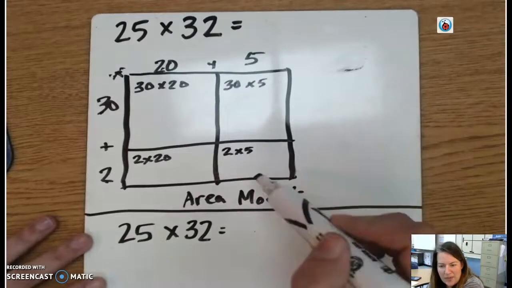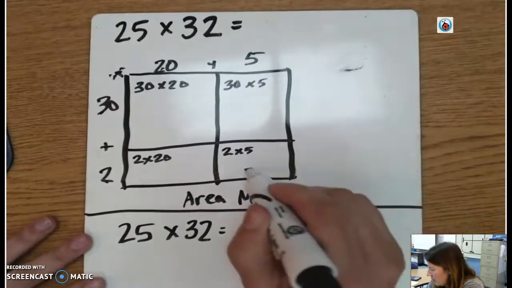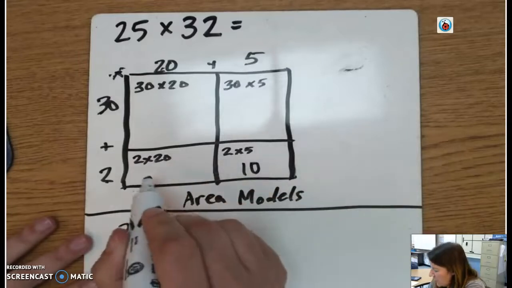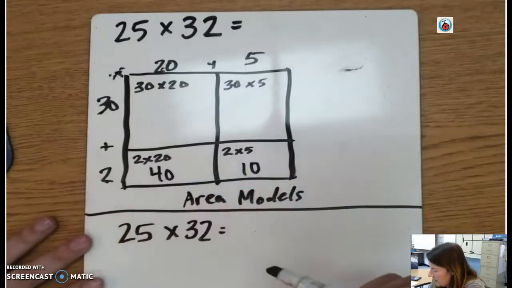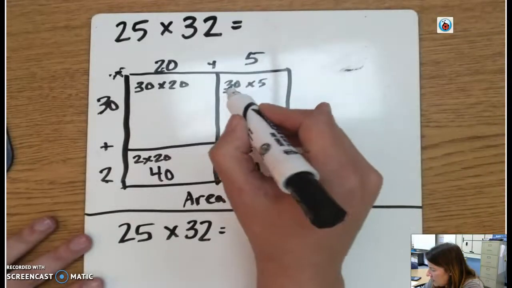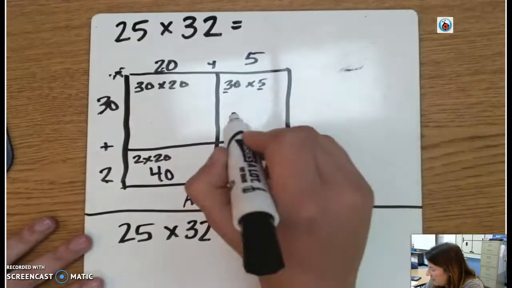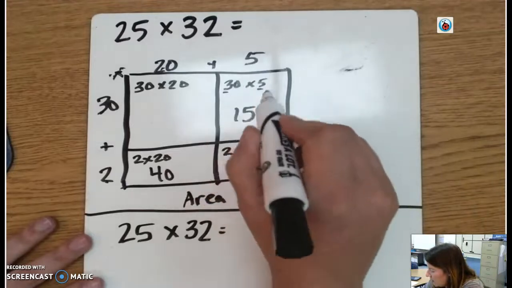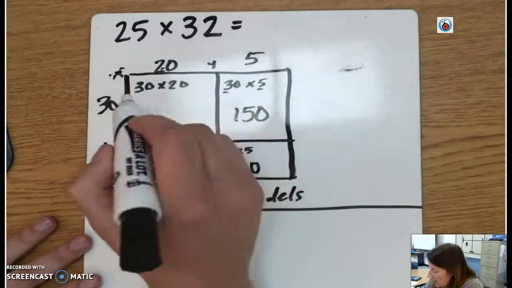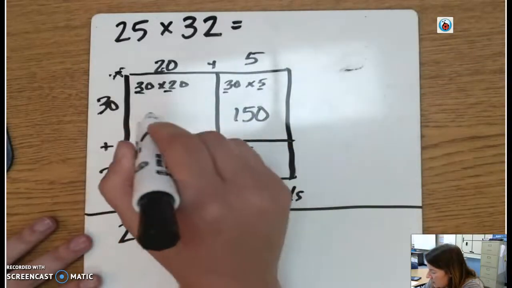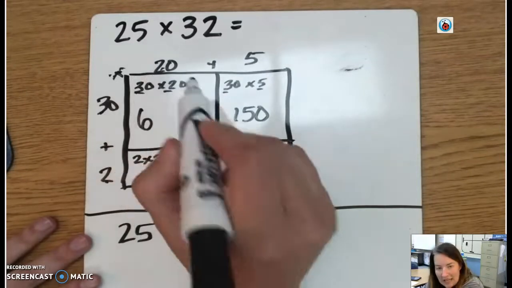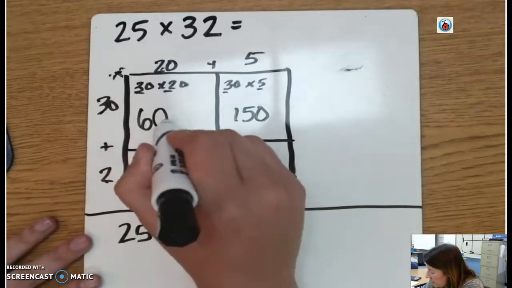Now let's solve those. I'm going to start with this easy one first. 2 times 5 we know is 10. 2 times 20 I know is 40. All right, 30 times 5, they're getting a little harder now. So I know 3 times 5 is 15, plus 1 zero, because there's only 1 zero up here. And then here I have 2 times 3 is 6, plus I have 1 zero here and a second zero here. That's a total of 2 zeros.